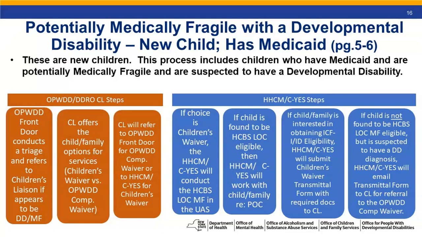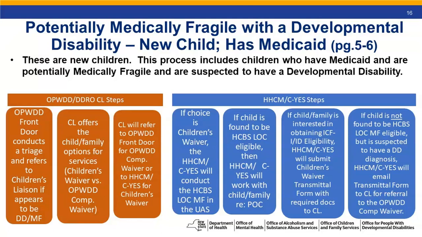Now this first orange box, it says OPWDD front door conducts a triage and refers to the children's liaison if the child appears to have a developmental disability and may also be medically fragile. Now this can be a referral from a hospital if a baby is coming out of a NICU and they know that OPWDD can assist with helping the family obtain services. This bubble right here kind of displays that type of scenario.